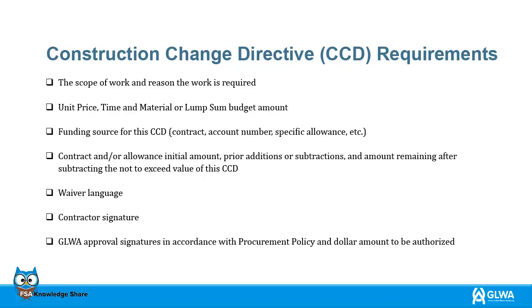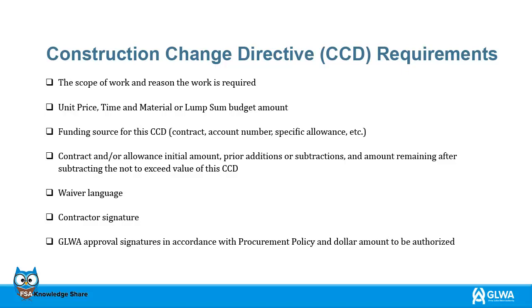The CCD form is required to be completed with the following details: the scope of work and reason the work is required. For example, is this an owner-directed request or unforeseen condition? Unit price, time and material or lump sum budget amount. Funding source for this CCD, contract, account number, specific allowance, etc.